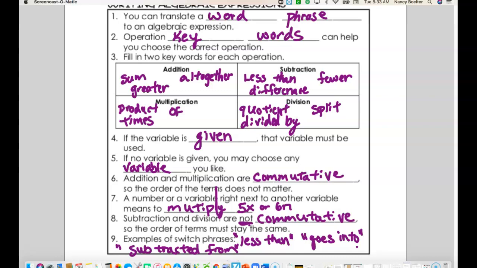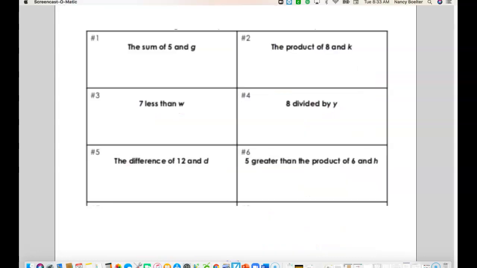So let's look at some examples on your next page. So we have the sum of 5 and g. It gives us our variable, so we need to use that variable g. So we're going to write out 5 plus g. And remember, it's an expression, so there are no equal signs. Expressions do not have equal signs.